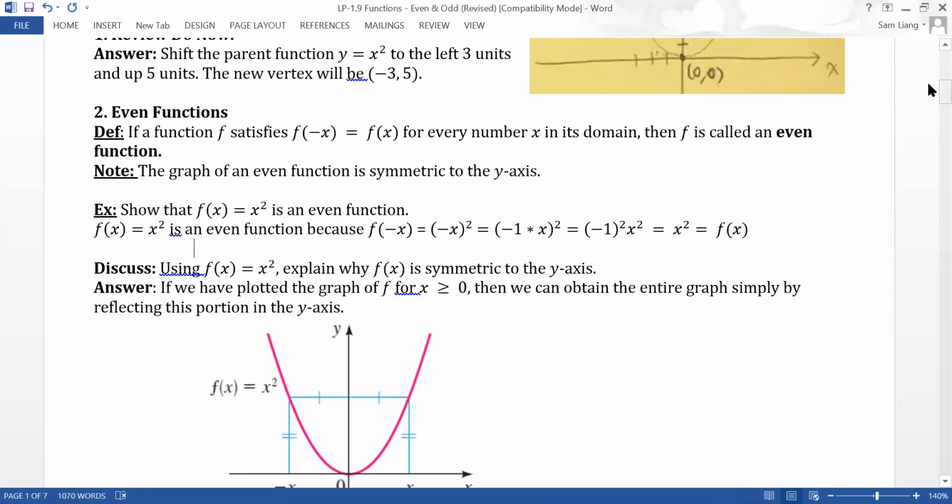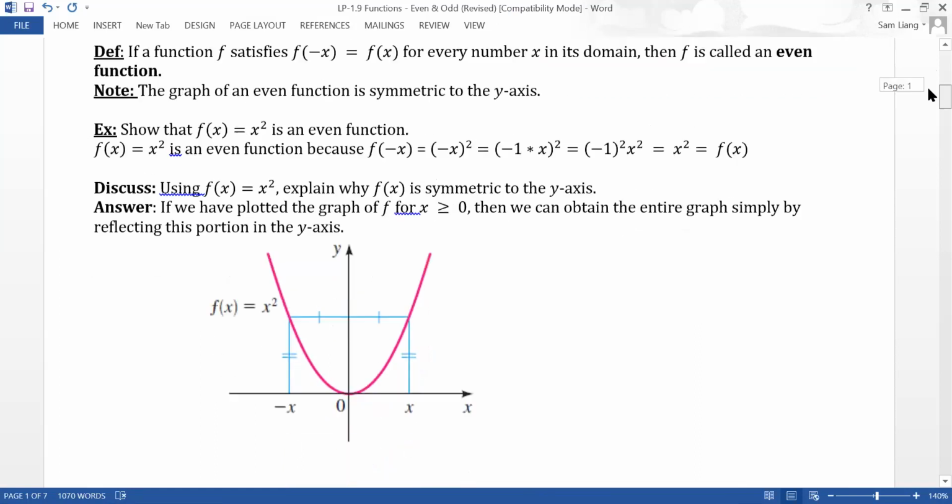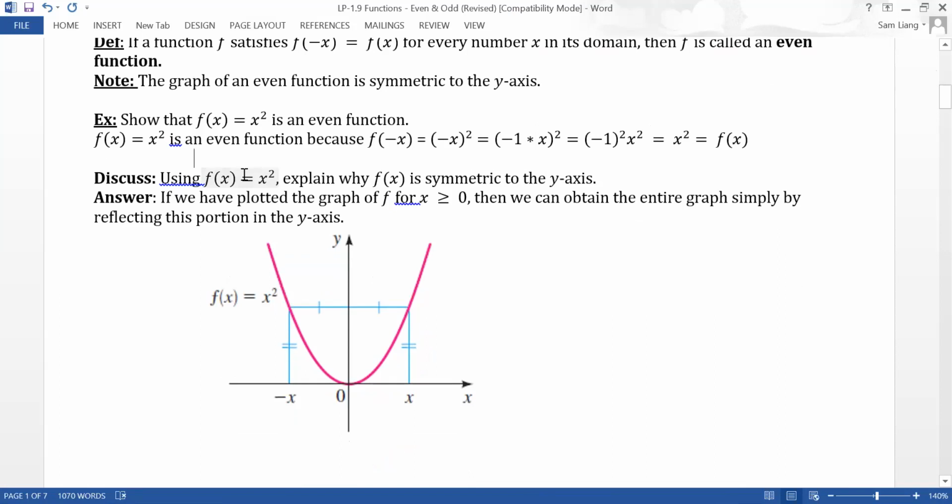This wasn't on the slide, but just a follow-up question. Using f of x equals x squared, explain why f of x is symmetric to the y-axis. This concept will be important, because the y-axis symmetry is important for a couple of the questions on the homework tonight.